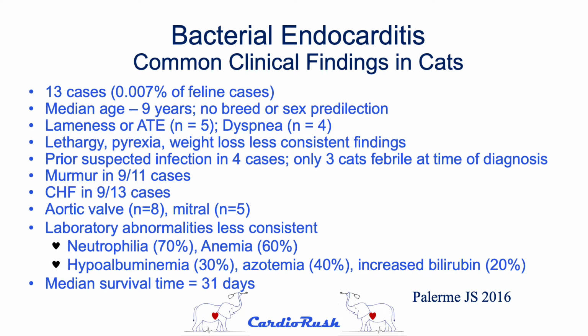Murmur was present in the majority of cases, as was congestive heart failure, and the aortic valve or mitral valve were more commonly affected. Laboratory abnormalities in cats with endocarditis and with sepsis in general are maybe less consistent than with some other species, but neutrophilia, anemia, hypoalbuminemia, azotemia, and increased bilirubin may be noted. And as is probably true in most species, the median survival time after diagnosis of bacterial endocarditis is relatively short.